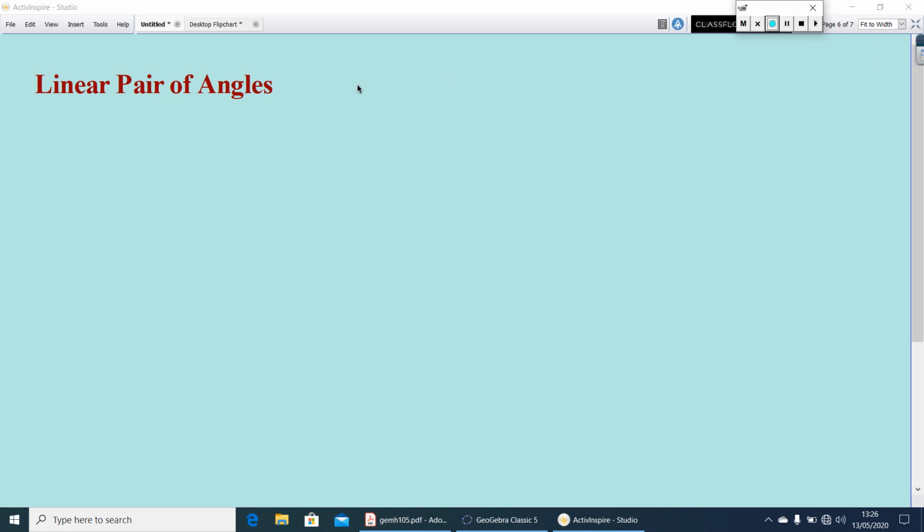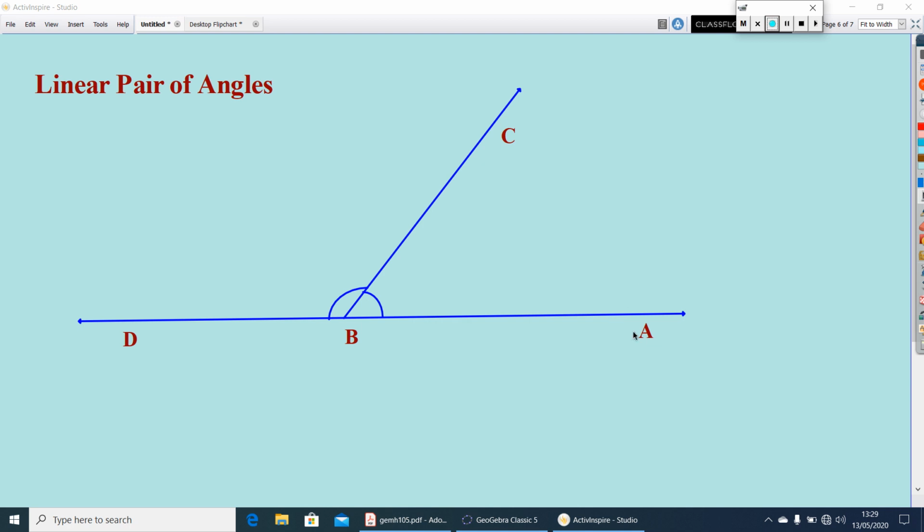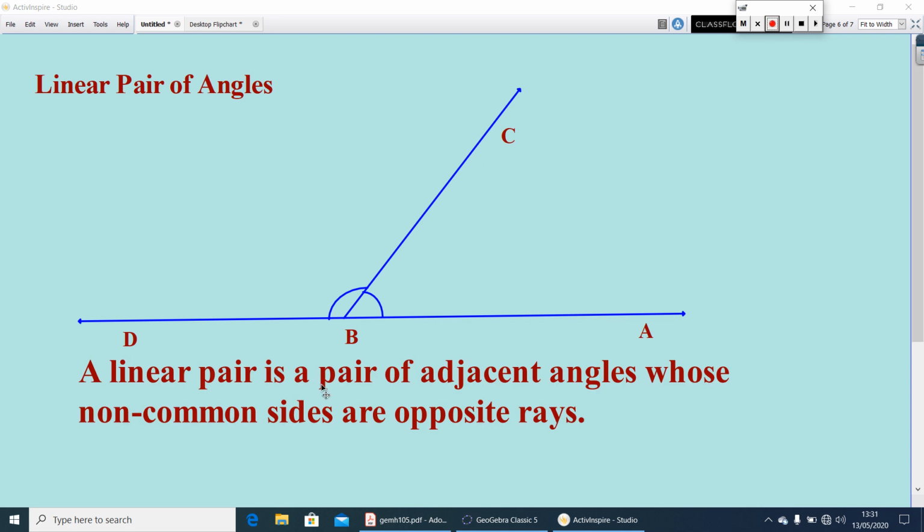Linear pair of angles. Let me draw a linear pair of angles. Here angle ABC and angle CBD are a linear pair of angles. So we can define a linear pair as a pair of adjacent angles whose non-common arms are opposite rays. Here BA and BD are non-common arms and they became opposite rays. Such angles we can call a linear pair of angles.